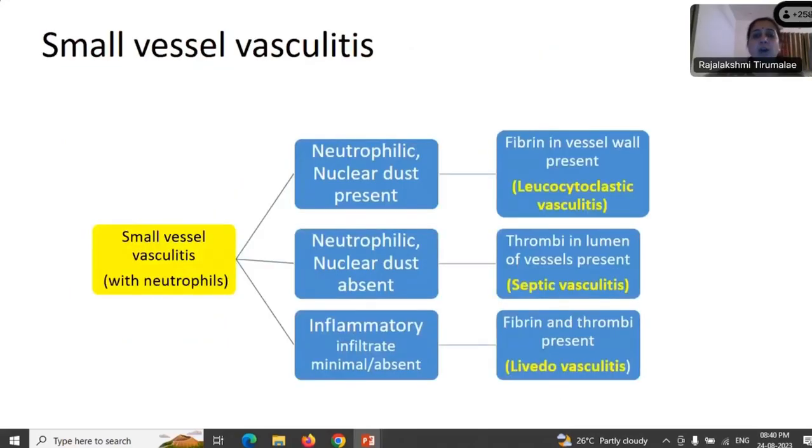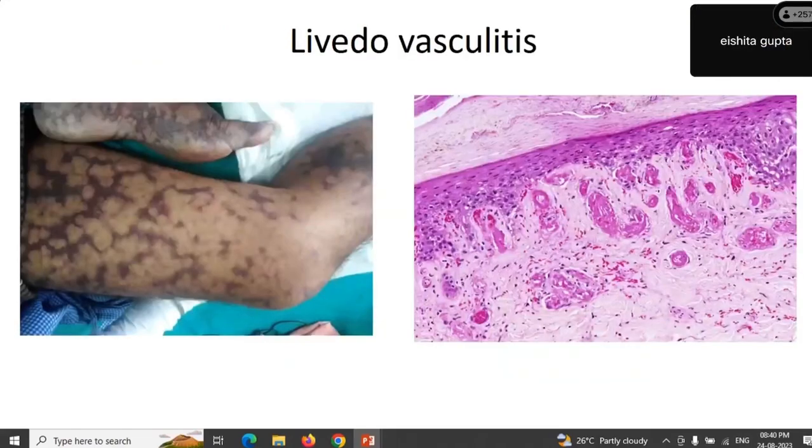So when we talk about small vessel vasculitis, neutrophilic vasculitis, there are three things: leukocytoclastic, septic and livedo. And I want to tell a little bit about this livedovasculitis because everyone may not be familiar with this. So now this is livedo reticularis. This is the clinical appearance of livedo. It's important for you to know if this kind of clinical appearance is there.